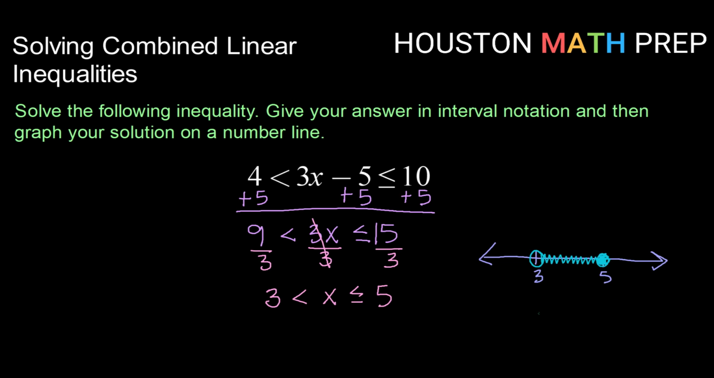Translating that to interval notation, take the two boundaries of my shaded region from left to right, so 3 to 5, parenthesis matches with open dot, bracket for my closed dot.